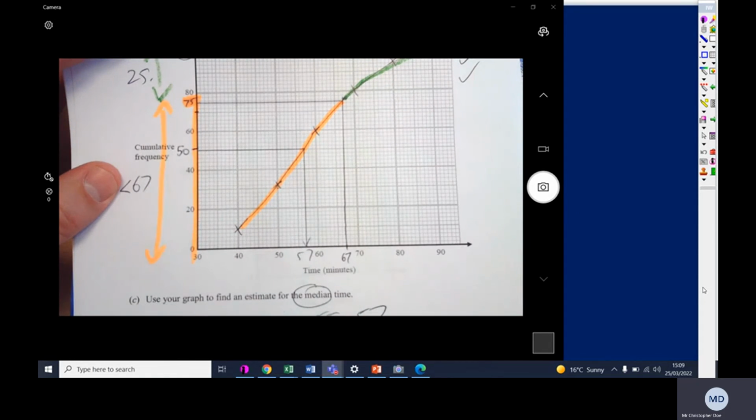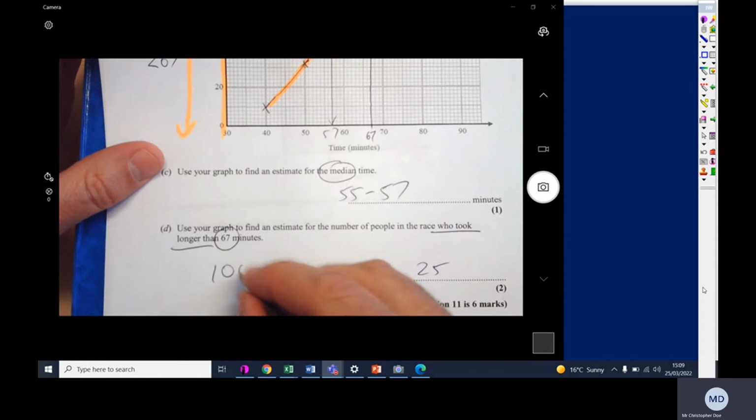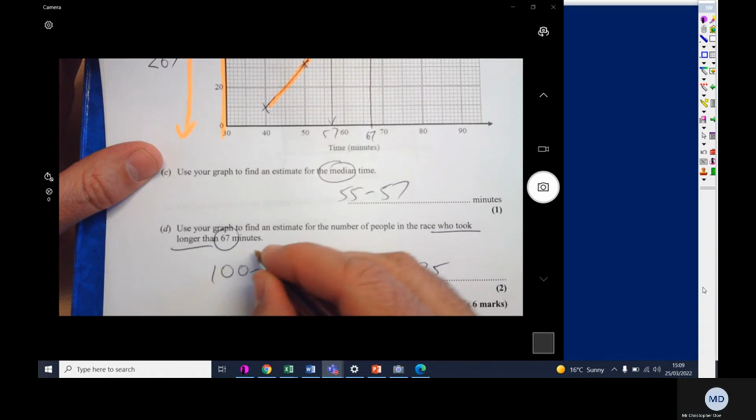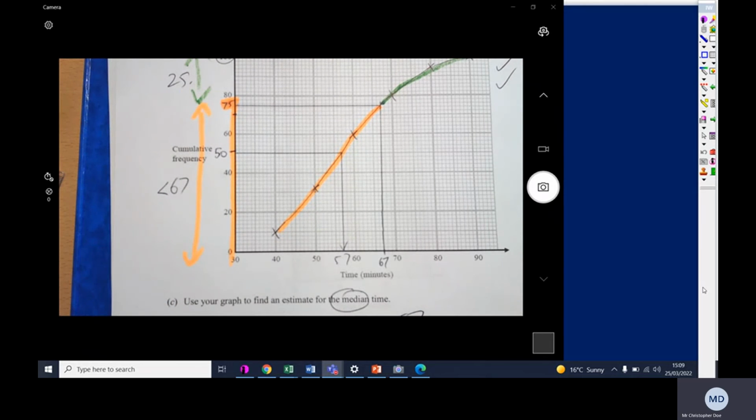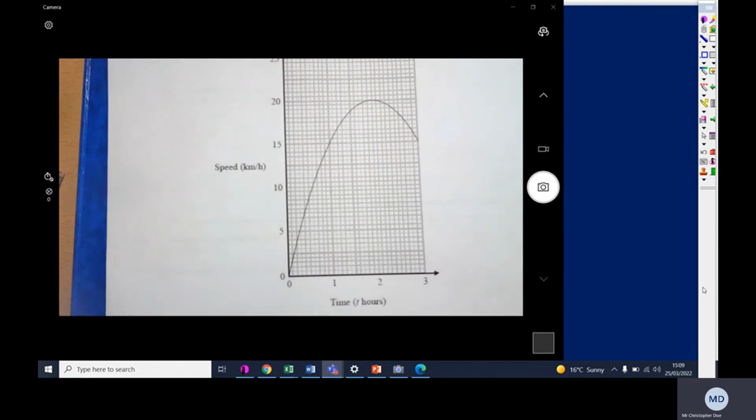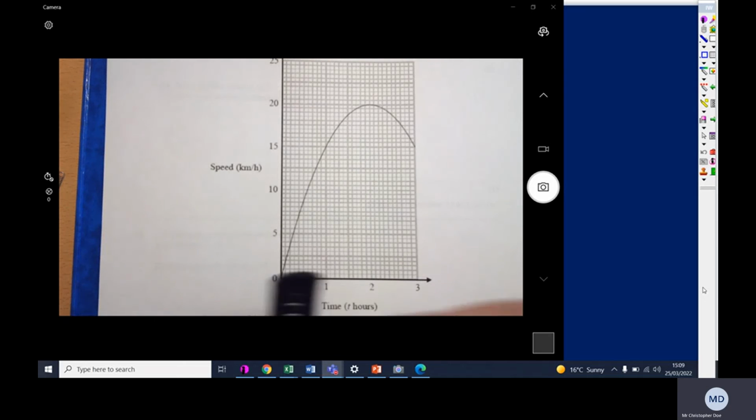So for me, it's 25, or if you want to do working out, you would write 100 minus 75, whatever your 75 was. As long as you've read off and across, you're going to get this mark. 6 marks there. That's one to really work out to try and get those marks. Question number 12.